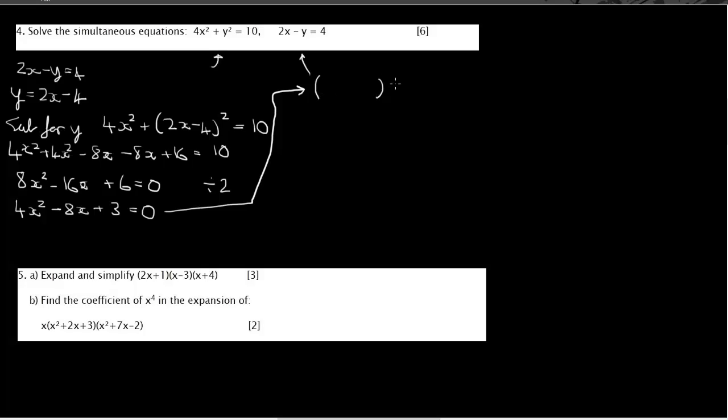Let's see if you can factorise. I've got 4x squared, so it seems reasonable to look at 2x times 2x, and we'll see it's 2x minus 1 and 2x minus 3 equals 0. They're the factors of 4x squared minus 8x plus 3. So we've got x equals a half and x equals 3 over 2.